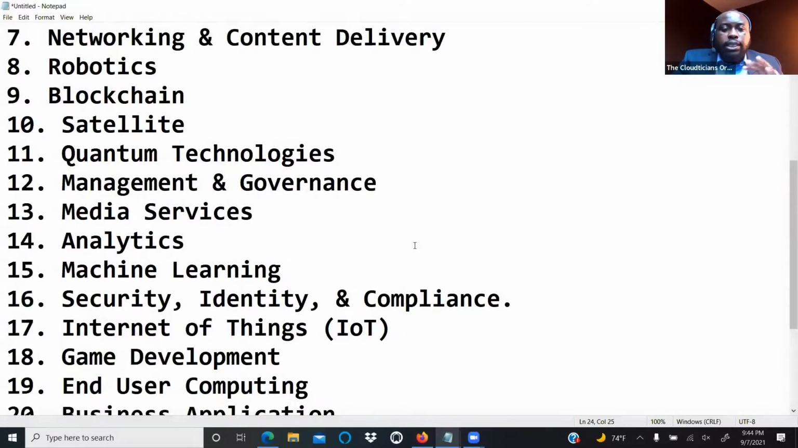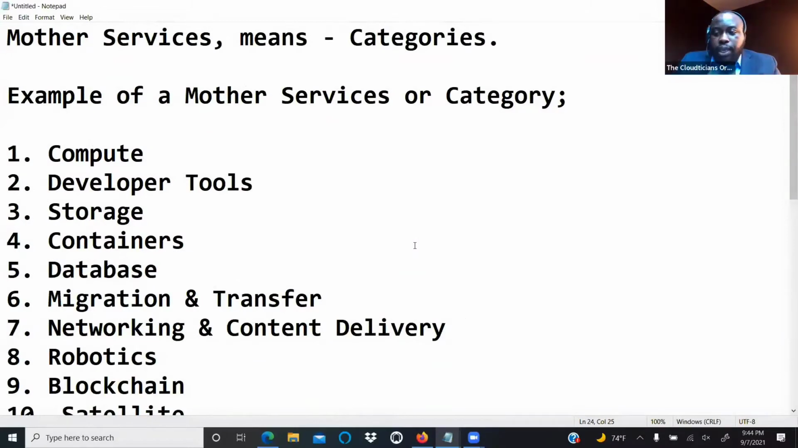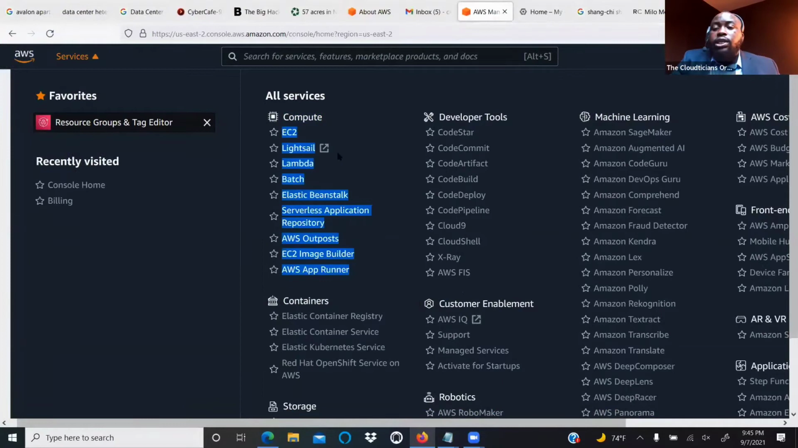AWS is category specific, tied to a specific business. AWS has categories of services tied to a specific business. Under compute, the word compute is another Greek word for computer. It's not a Greek word, that's misinformation. It's just me playing around, right? It's a word from computer, compute, computer. It's cloud language. Under compute, let's go to all the child services.